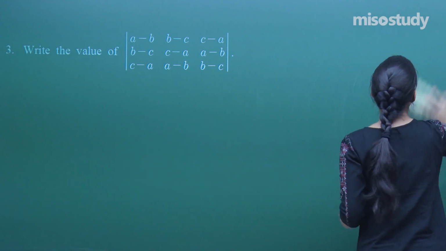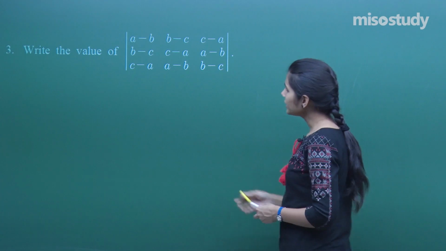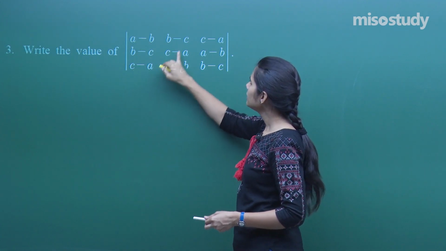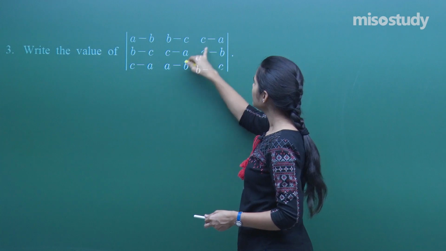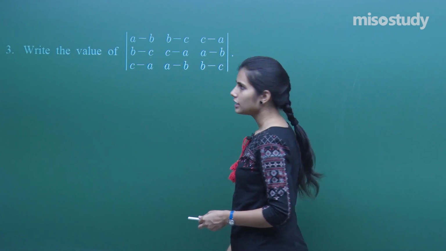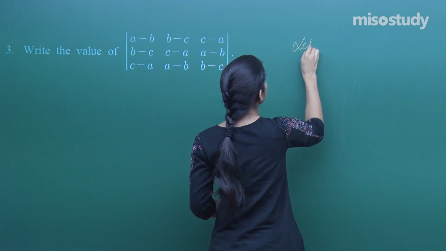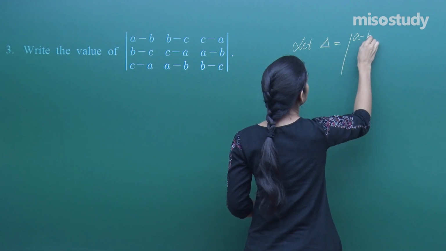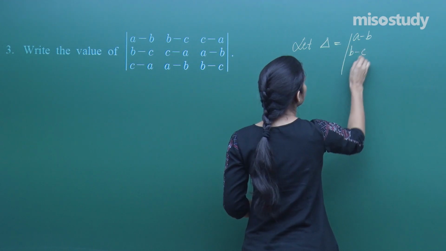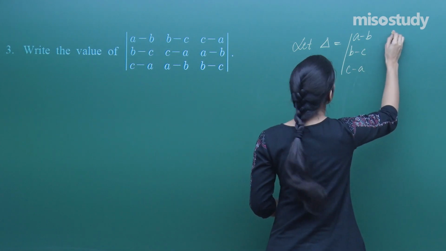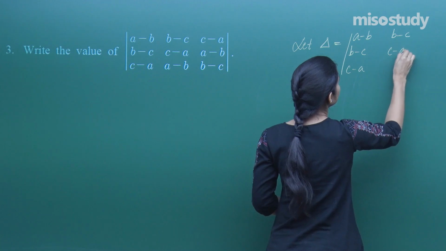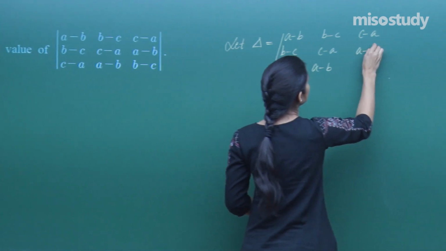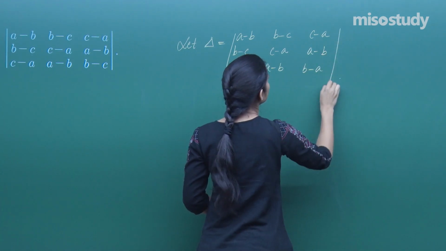Okay, so there is this determinant given to you of order 3 cross 3. It's pretty easy. Clearly you can see this is A minus B, B minus C, C minus A, B minus C, C minus A, A minus B, C minus A, A minus B, B minus C. So if I say that let del be the representative of the value of this determinant.